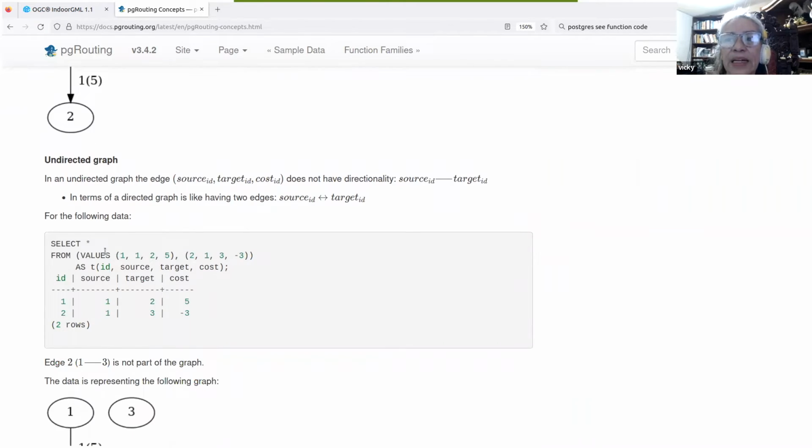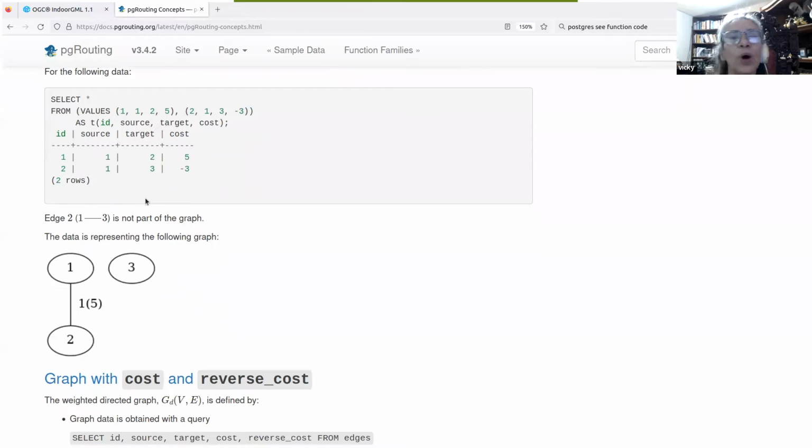The same data, but on an undirected graph means that there is an edge between source and target, but it doesn't have direction, because it's 5. And again, the edge with negative value does not exist.